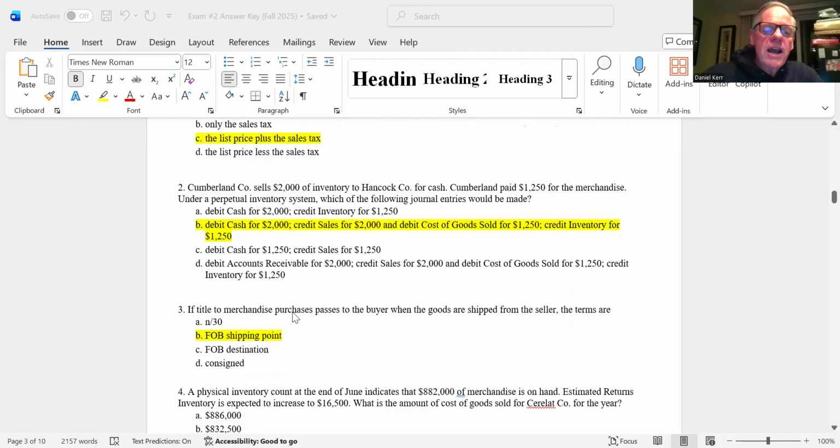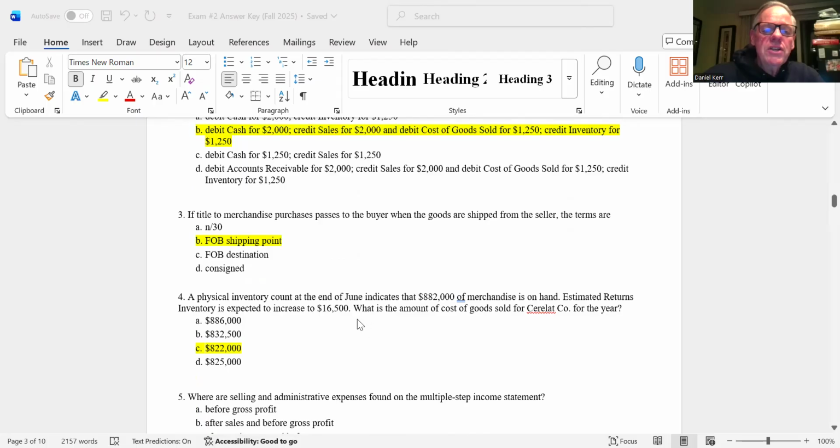Number 3, if the title passes to the buyer when the goods are shipped, well, the definition of free on board shipping point is when title transfers when the goods are shipped. So that is called free on board shipping point. The alternative to that would be free on board destination, where the title would shift from the seller when the goods actually arrive. So the answer there is B, free on board shipping point.